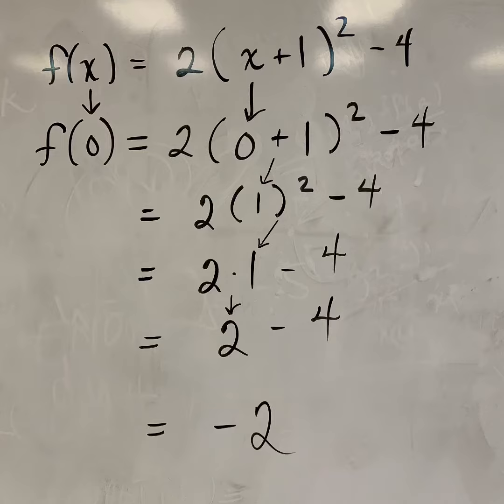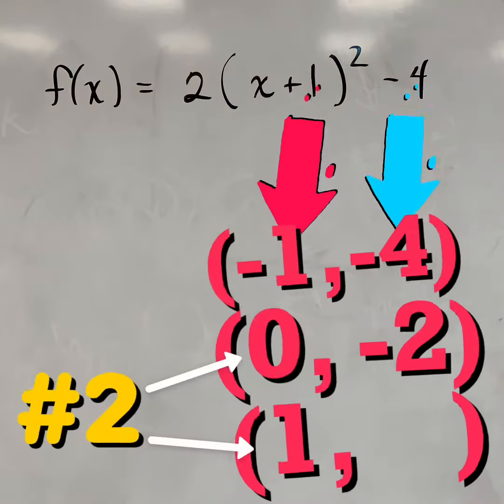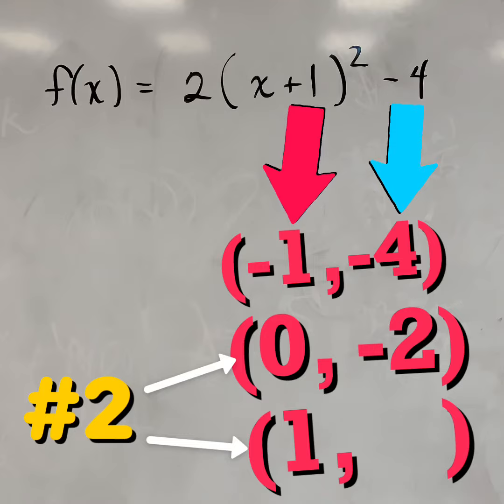I plugged in the 0 value and worked it out line by line. You can follow the arrows. Just make sure you are using your order of operations. By plugging in the 0, my y value is -2.